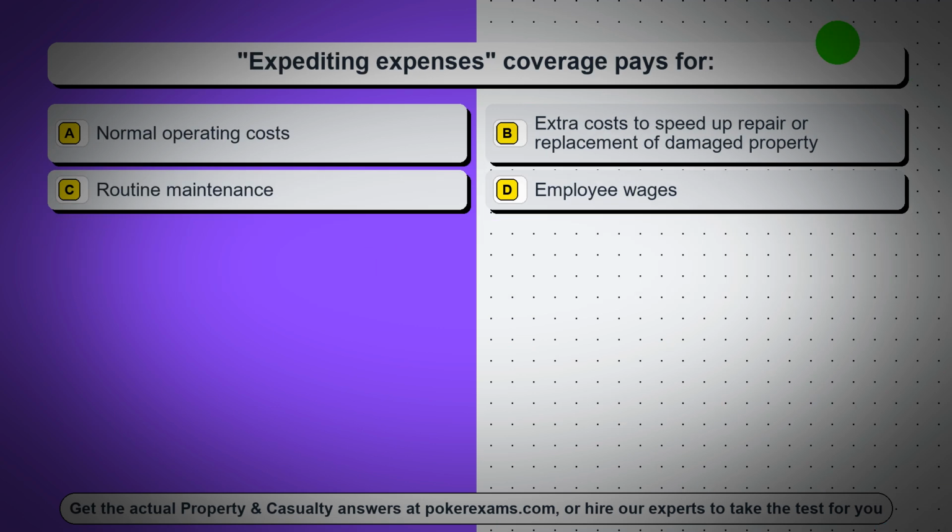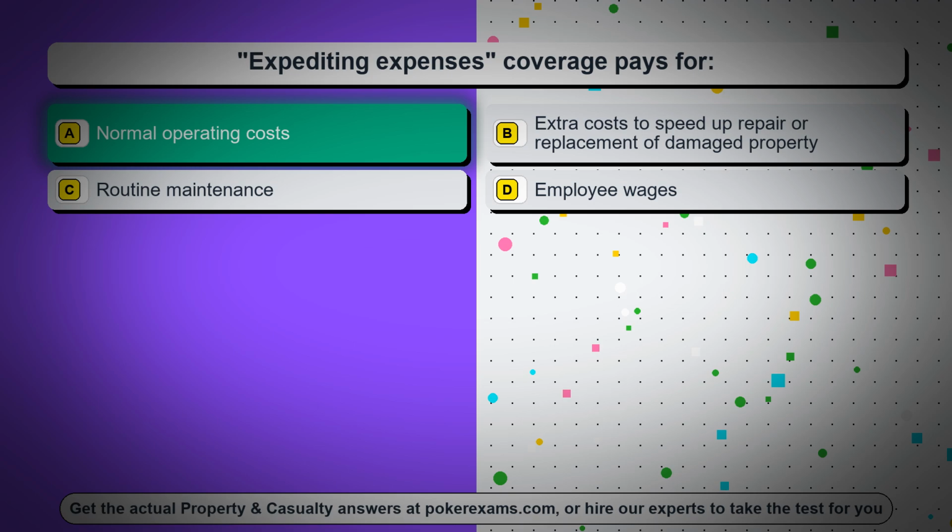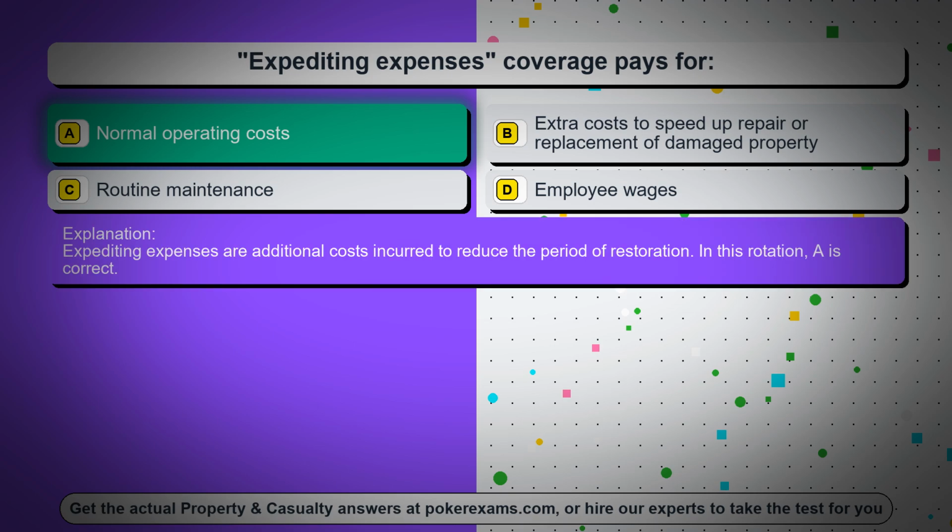Question 14. Expediting expenses coverage pays for: Option A, normal operating costs. Option B, extra costs to speed up repair or replacement of damaged property. Option C, routine maintenance. Option D, employee wages. The correct answer is option A, normal operating costs. Expediting expenses are additional costs incurred to reduce the period of restoration. In this rotation, A is correct.